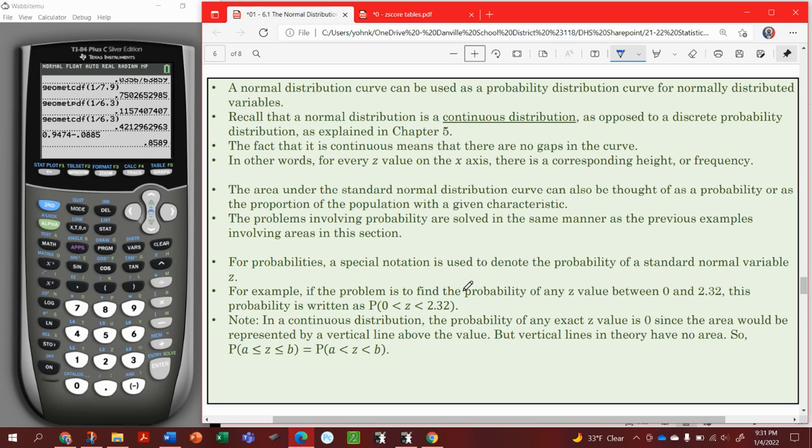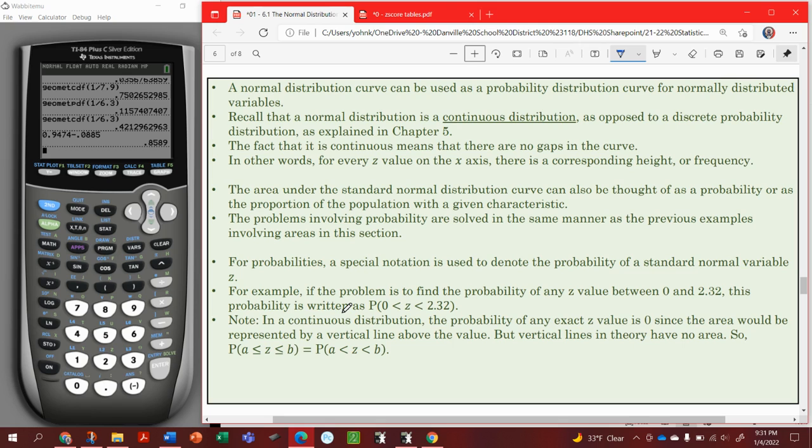For probabilities, a special notation is used to denote the probability of a standard normal variable. For example, if the problem is to find the probability of any z value between 0 and 2.32, then we're going to write it as the probability that 0 is less than z is less than 2.32. So basically saying that it's shaded in between 0 and 2.32.